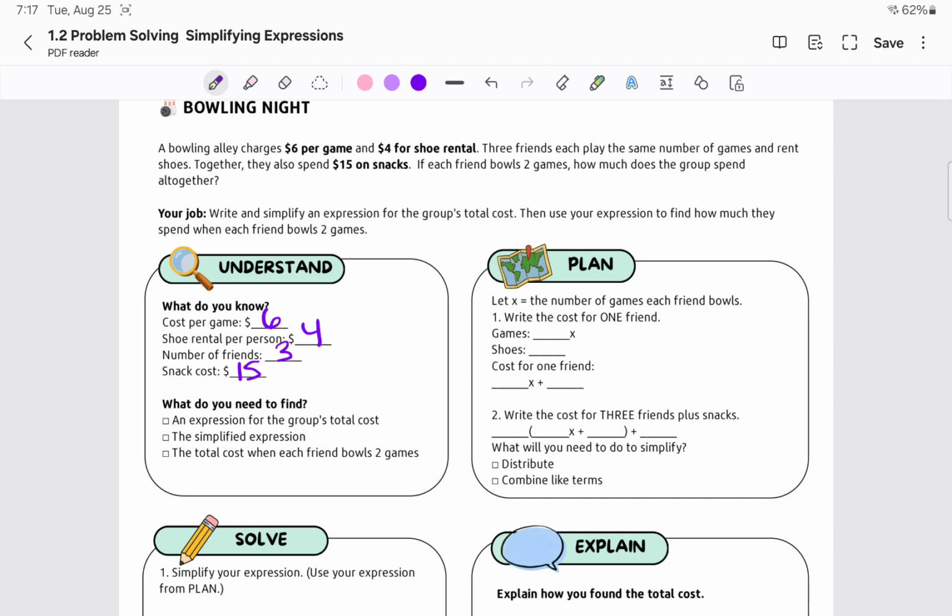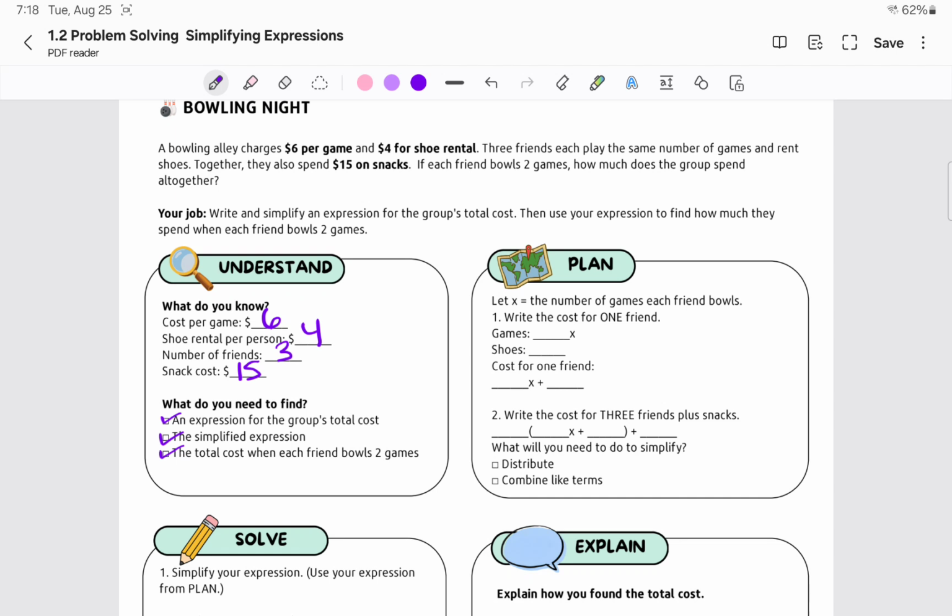Now, what do we need to find? So are we finding an expression for the group's total cost? Yes. Are we simplifying that expression? Yes. And are we finding the total cost when each friend bowls 2 games? Yes. All right, so our first step of the problem solving process is just what do we know and what are we trying to find? Now let's actually plan the solving.